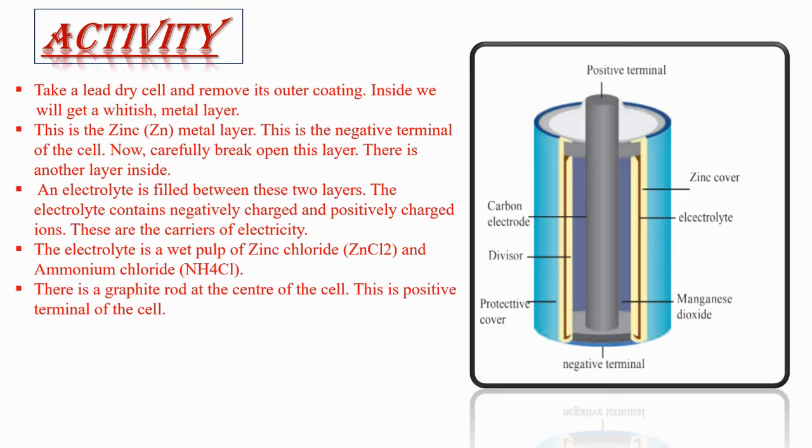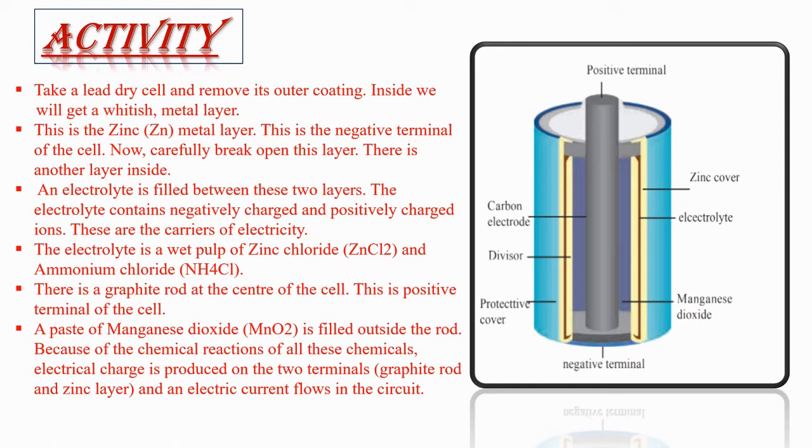There is a graphite rod at the center of the cell. This is the positive terminal of the cell. A paste of manganese dioxide MnO2 is filled outside the rod. Because of the chemical reactions of all these chemicals, electrical charge is produced on the two terminals, graphite rod and zinc layer, and an electric current flows in the circuit.